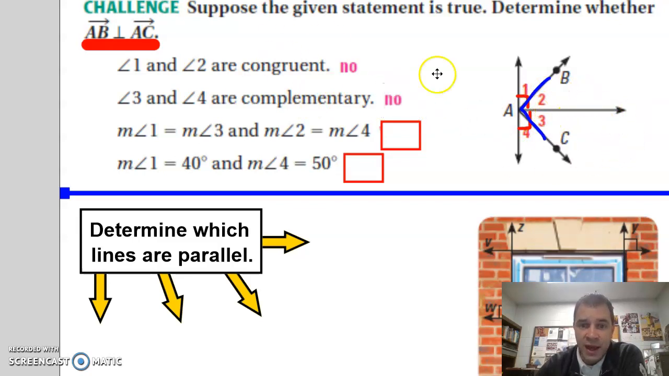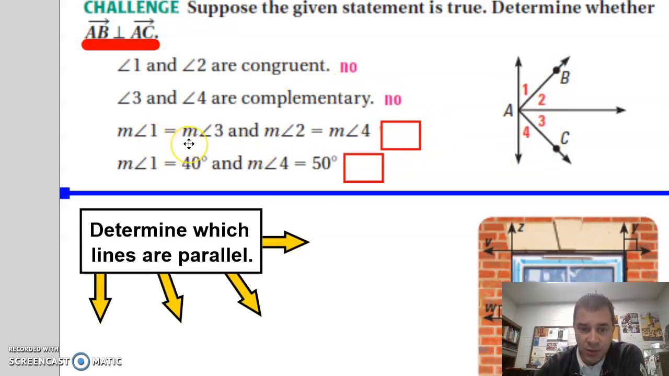The reason for that, let's say 1 is 40 degrees and 2 is 50 degrees. That would add up to 90. Let's say 4 is 40 degrees and 3 is 50 degrees. That would also add up to 90. So that would make those things right angles and perpendicular lines. But that would mean I'd have a 50-degree angle and a 50-degree angle in here. Altogether, that would be 100 degrees, and that's way too big to say that those are perpendicular lines.